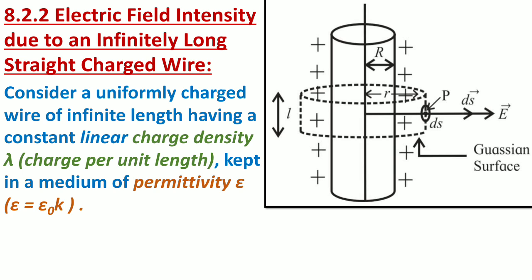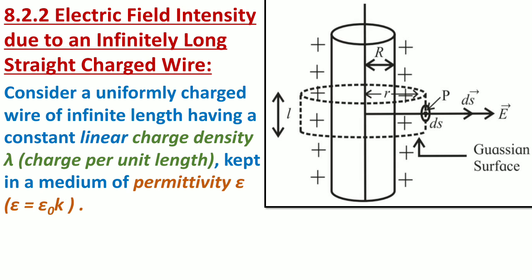The angle between the direction of vector E and the normal of the surface of the cylinder, that is vector ds, is 0. You can see the electric field intensity capital E and normal drawn on the surface ds. Both have the same direction. That means the angle between these both will be 0 because both are aligned in the same direction. So the angle between them is 0.